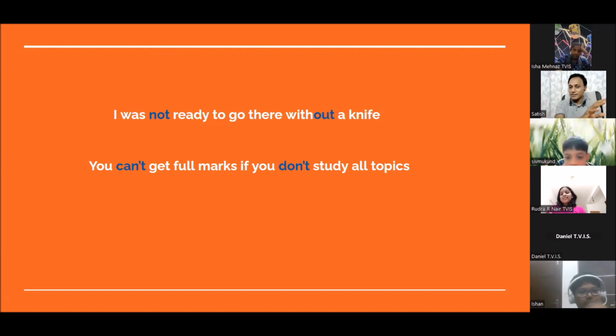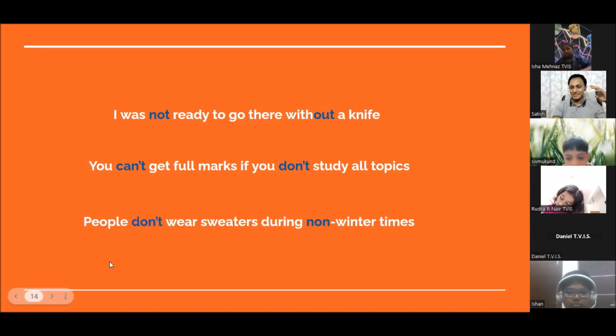One way of looking at it is, you put "can't" and "don't". So what happens is they cancel each other, right? So when two negatives come, they sort of cancel each other. Okay, people don't wear sweaters during non-winter times. It's actually for winter. People wear sweaters during winter times.